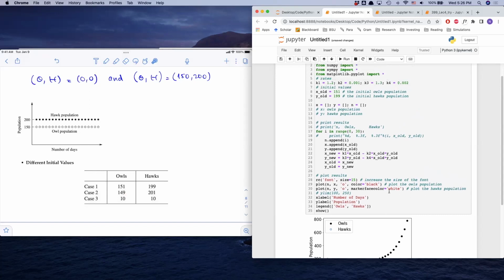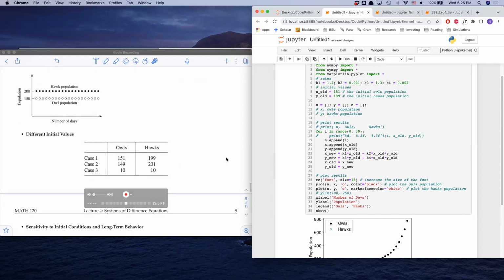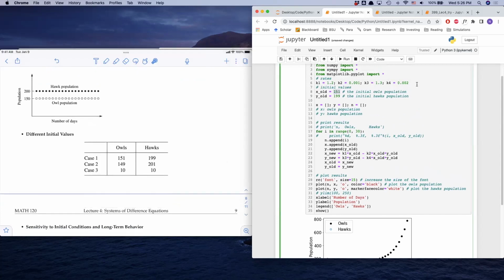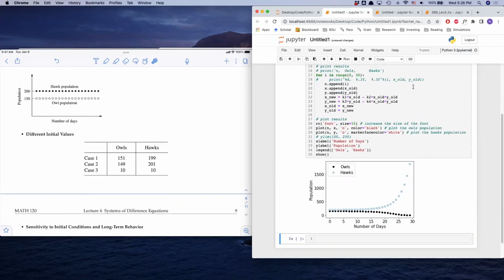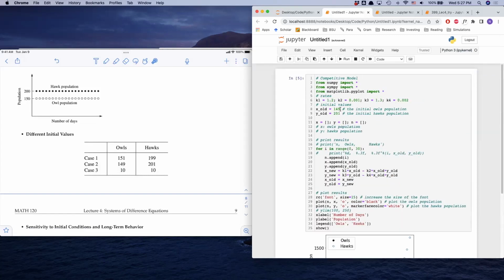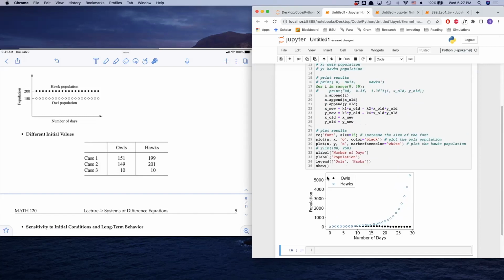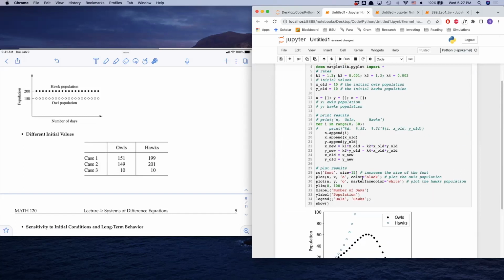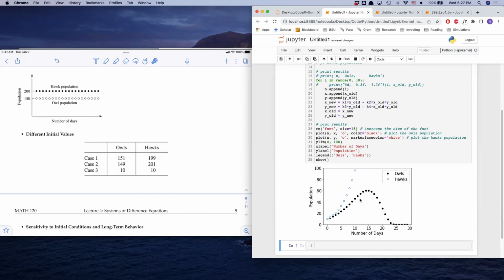Now you modify the code one more time so that it represents the second case, that the number of owls initially is 149 and the number of Hawks initially is 201. And in this case, the number of Hawks will win and will get to infinity, and the number of owls will decrease to 0. Now, in the last case, you just start with 10 owls and 10 Hawks. Let's see what happened. Let me put the y limit here so that I just see from 0 to 100 only. You see what happened. As you can see, the number of owls eventually will die out.